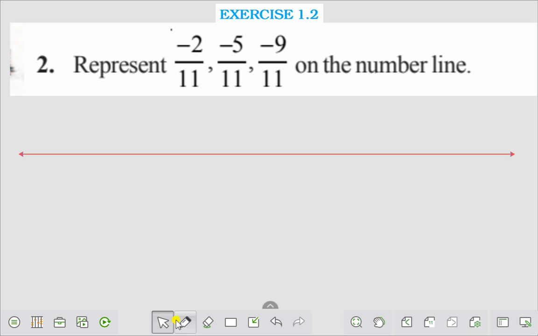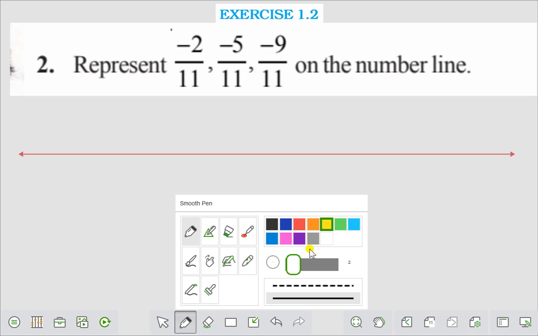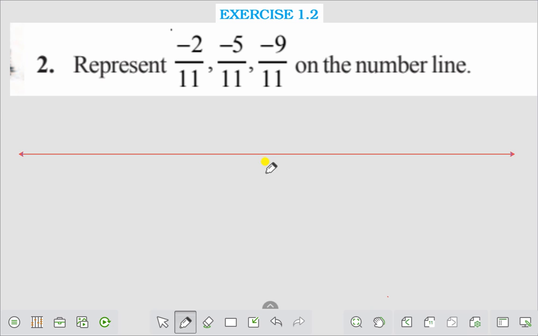Let us draw a number line. In the middle it is 0, and this point is 1, and this point is minus 1, right? Now here you see that the denominator is 11. That means you have to divide the part between 0 and 1 into 11 equal parts, and also the part between minus 1 and 0 into 11 equal parts.